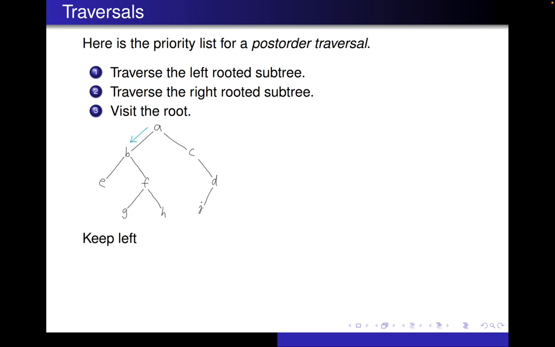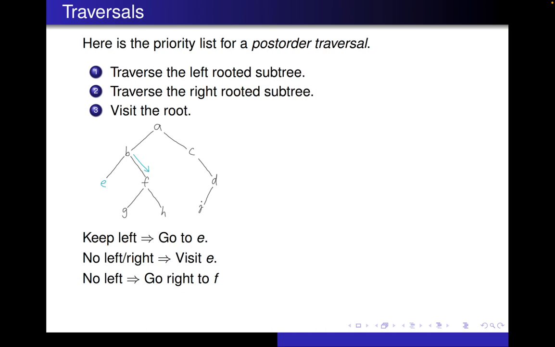We're going to keep going left until we can't go left anymore, all the way down to E. At that point, we can't go left, can't go right, so we get to visit our vertex E. So that's fine. Now we go back up to the subtree B. We've traversed the left. We can't visit yet. That's our third priority. We're going to go right to F.